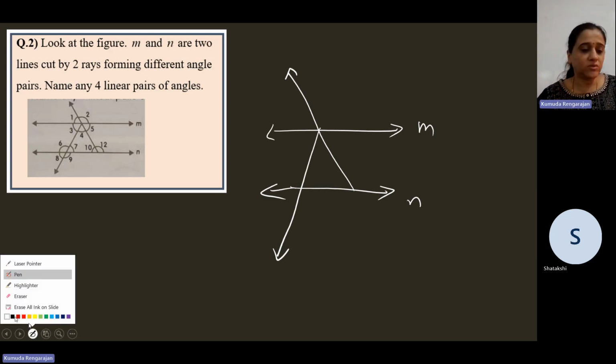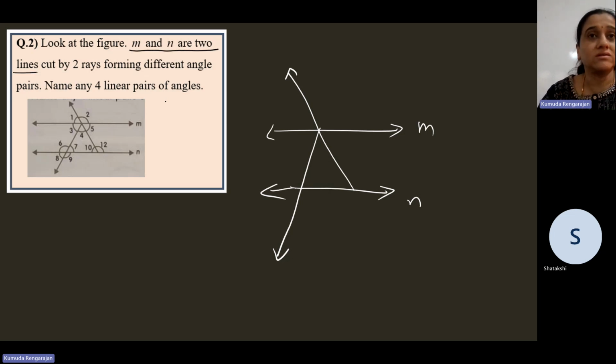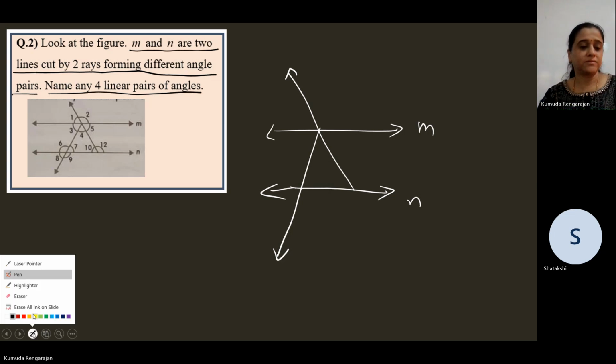Let's read the question again. Reading the question helps you to express, or if this diagram is given, you know how to explain the diagram. So for that reason, it's important to read the question. M and N are two lines cut by two rays forming different angle pairs. Name any four linear pairs of angles.